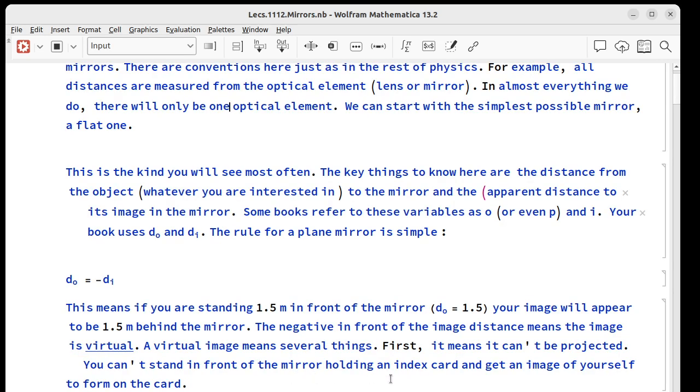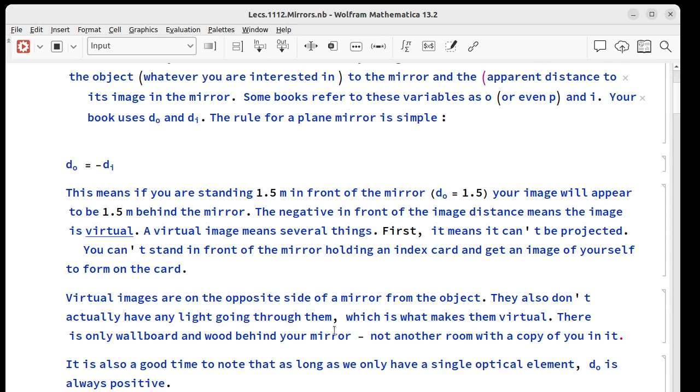A virtual image tells us a few different things. First, it means you can't project it, so you can't stand there with an index card on your shoulder and try and get the mirror to reflect some light on that index card and see an image of yourself. The virtual image is on the other side of the mirror from the object, and they don't actually have any light going through them. So when you look at yourself in the bathroom mirror, you appear to be behind the wall, but of course there's nothing behind the mirror except drywall and wood. So there's not another room with a copy of you in it, obviously.